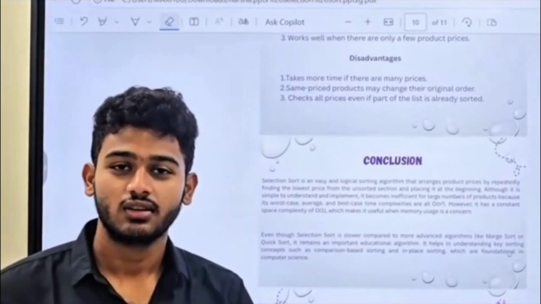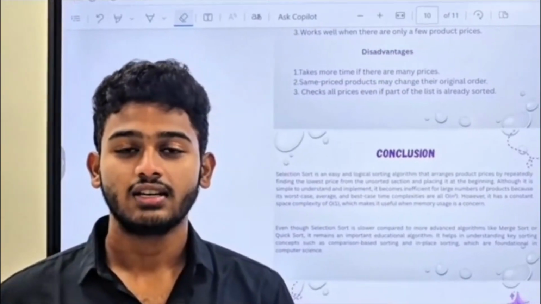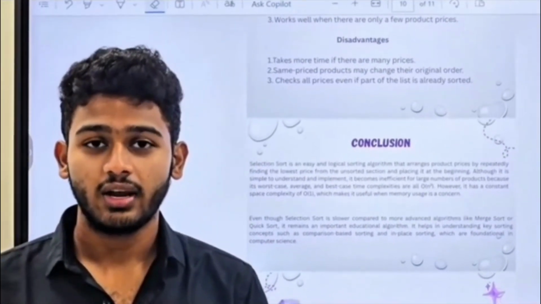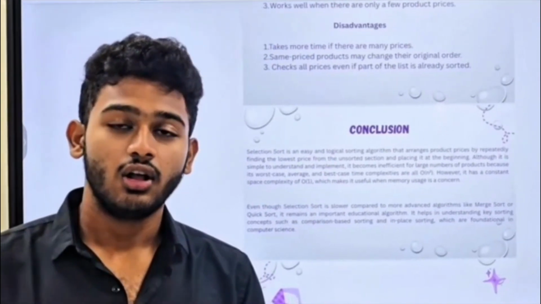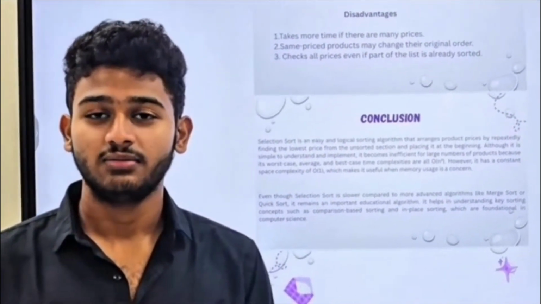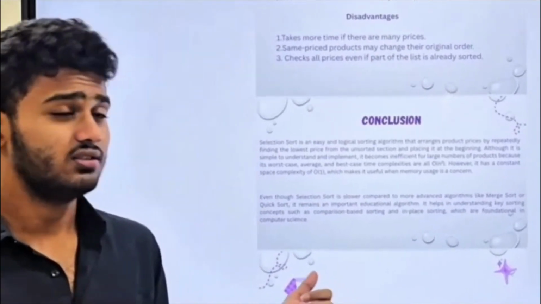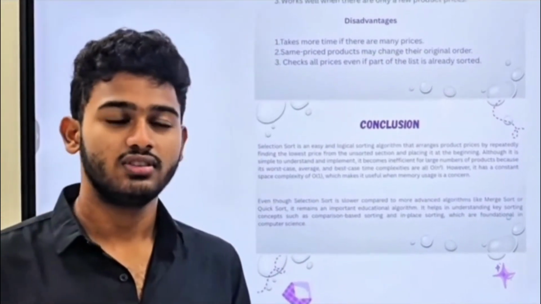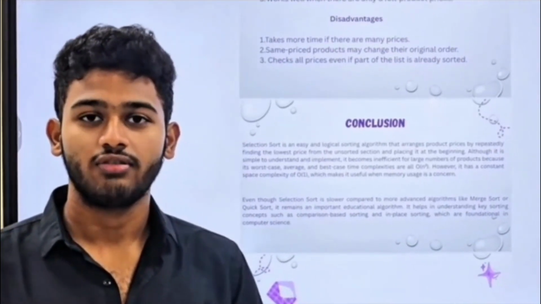Conclusion. Selection sort is a very easy and logical algorithm. It works by repeatedly finding the larger or smaller element in the unsorted array and swapping these elements to the correct position. Although it is inefficient for larger data sets because of its time complexity, order of n square, it is useful for memory usage because of its space complexity, order of 1.